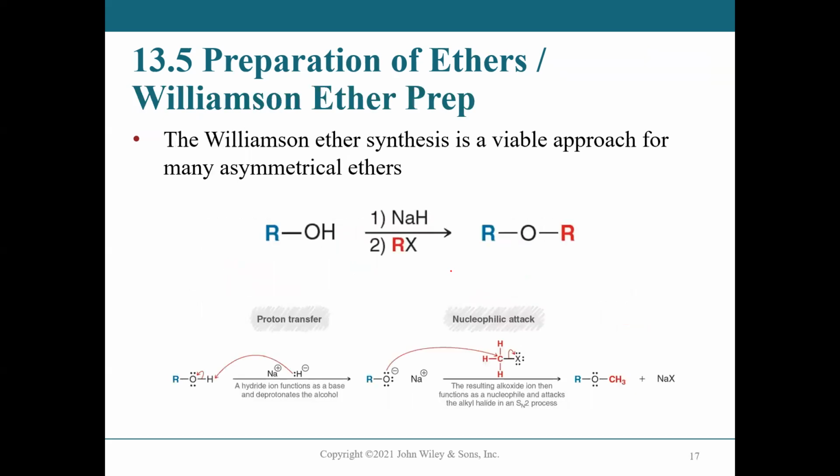The Williamson ether synthesis is a viable approach for many asymmetrical ethers. So they show this proton transfer right here, followed by a nucleophilic attack. This would be an SN2. And then we get our product. We get our ether product right here. So that R could be, remember what we talked about, some type of alkyl group, or it could be a benzyl group.